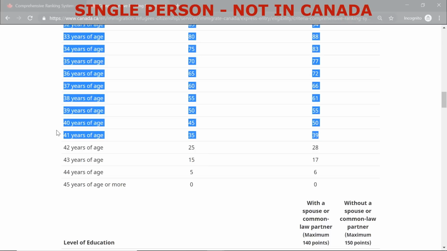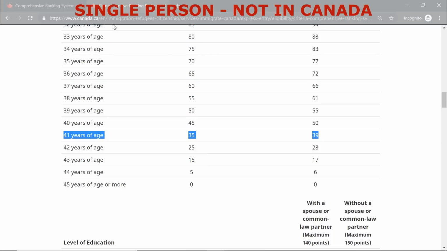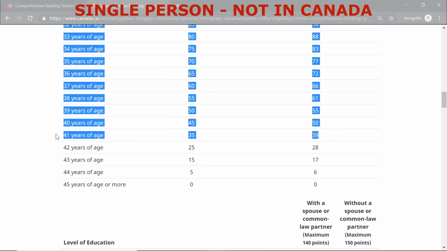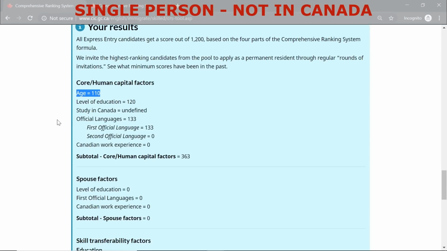Try to see if you can enter the Express Entry pool now. Why bother going to school? And I'm not telling you not to go to school. It's probably a good thing to go to school, but come to school as a permanent resident versus as an international student, right? So, age, okay?